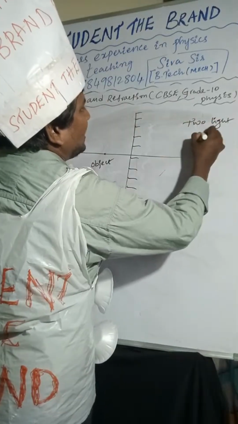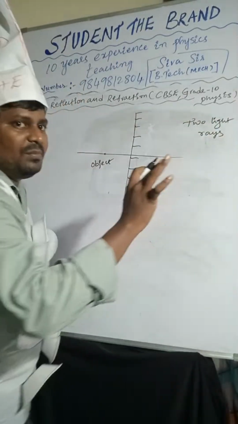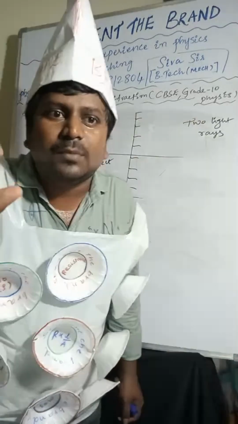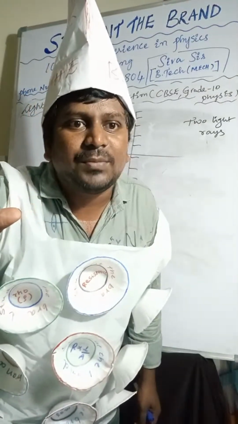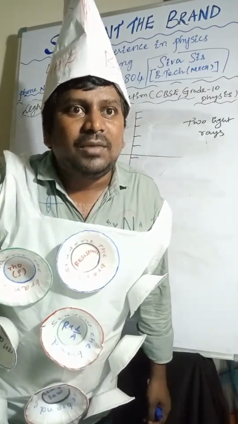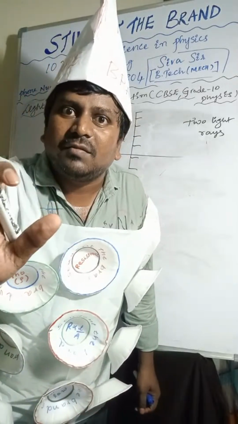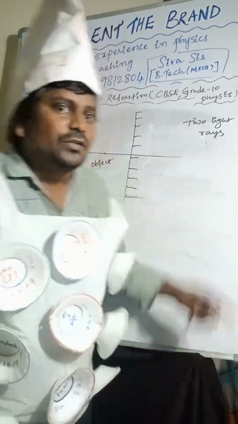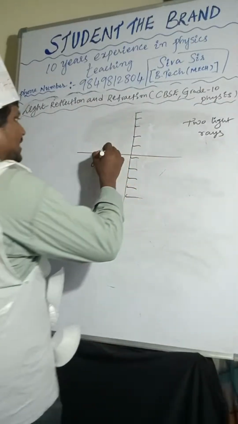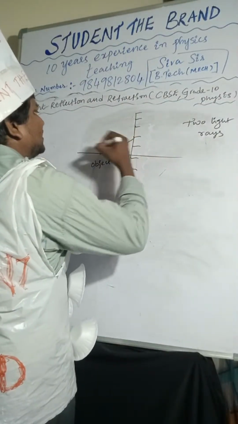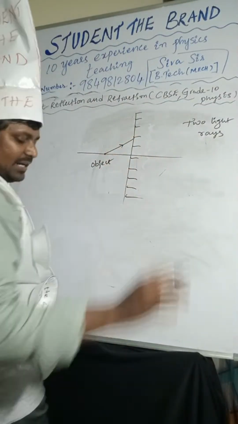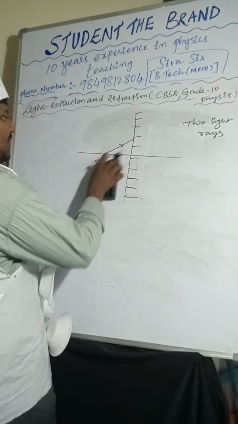How many light rays are required to form the image of the object? Minimum 2 light rays are required. Yes or no? So I am taking 2 light rays. The first light ray I am taking here, and one more light ray I am taking here.